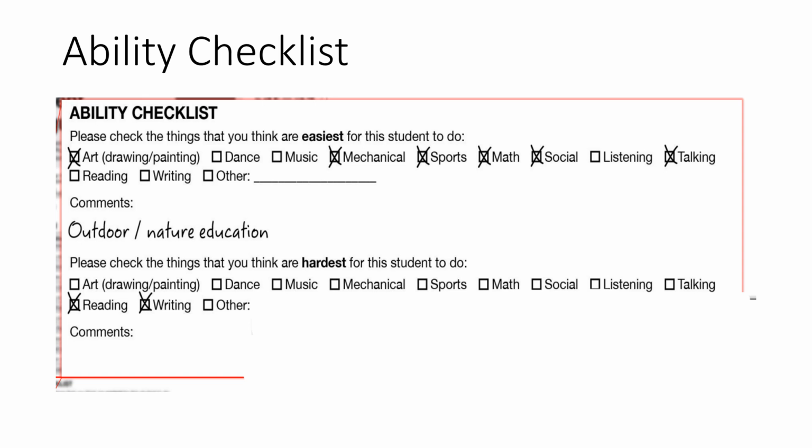After a teacher completes that rating scale, they're going to move down to completing the ability checklist. This is a duplicated list with language and non-language skill areas from the rating scale. Teachers are asked to note things that they feel might be easiest for a student, and then to note things they feel might be hardest for a student. And then there's a spot for them to put any additional comments that they feel might be helpful.